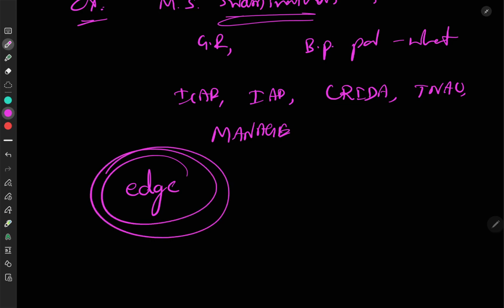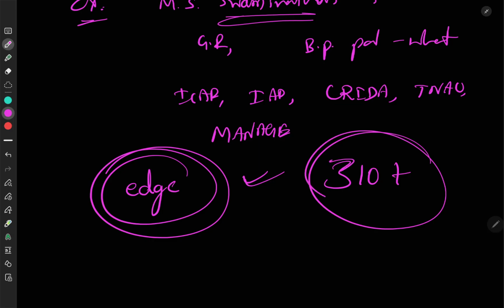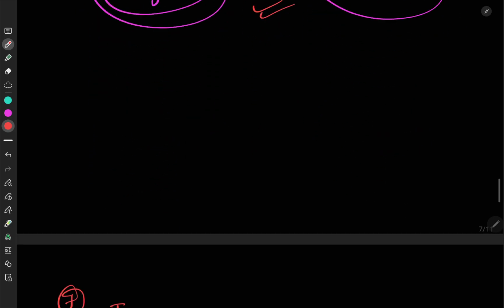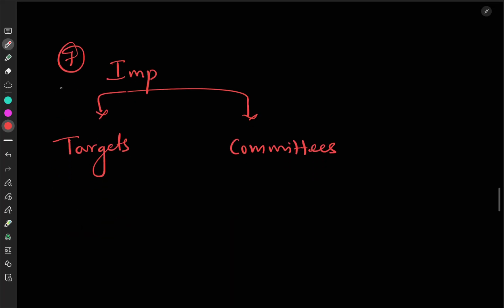So please make sure that in your next attempt, or in your notes, you include these institution names or personality names. This is a must to get that 310 plus. Yes, you can easily get 310 plus, but the condition is you need to follow these strategies. Got it? Okay, moving to the next point. The next point is the seventh point.